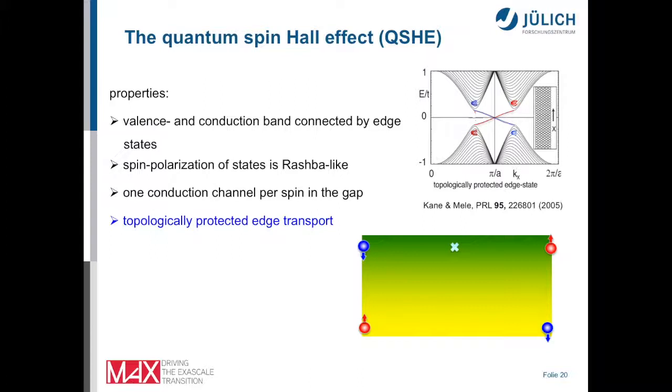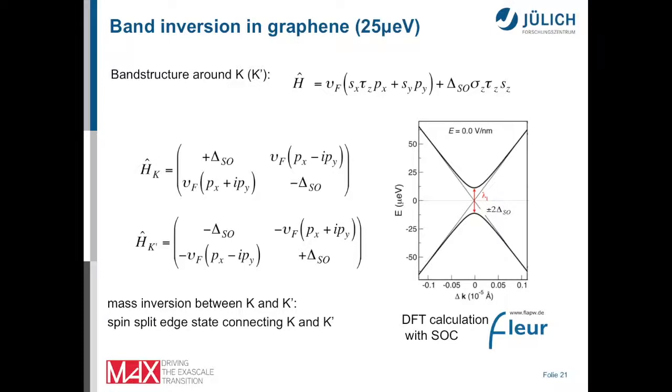And after this proposal of Kane and Mele, a lot of people calculated topological insulators with density functional theory, of course. If you try for graphene, then you will see that the spin-orbit splitting is pretty small. You get something like 25 micro eV splitting if you calculate very carefully. Of course, if you look just at the model Hamiltonian, you don't care. You have a parameter here, delta SO, that gives you a band inversion, and you have your effect. But if you do really the calculation, then you see this is incredibly small.